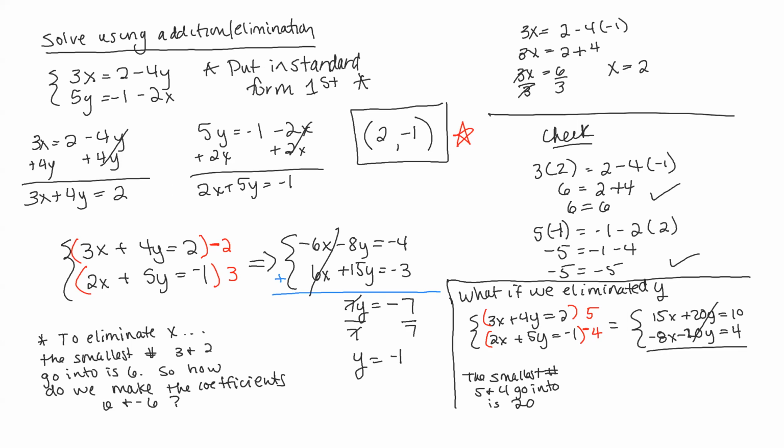So look at the coefficients. Let me go to the screen. So when trying to figure out how to eliminate a variable with the addition method, look at the coefficients, figure out the smallest number that those two values go into, and that's what you're wanting to get the coefficients to be. Okay, so when we had 5 and 4, the smallest number 5 and 4 go into is 20. So we want the coefficients to be 20 and then force one to be a negative 20 if you don't already have opposite signs.